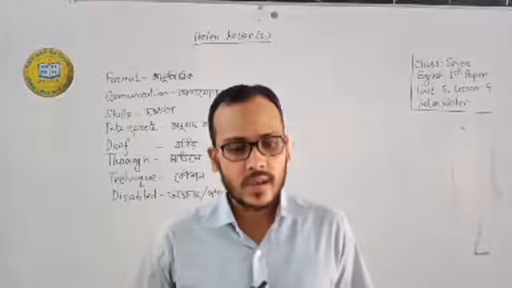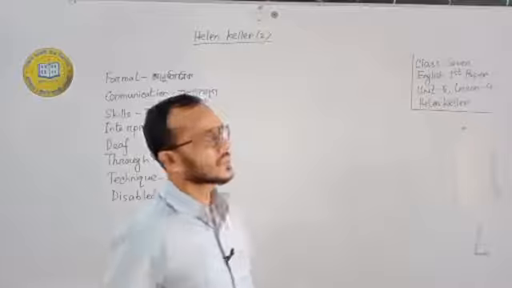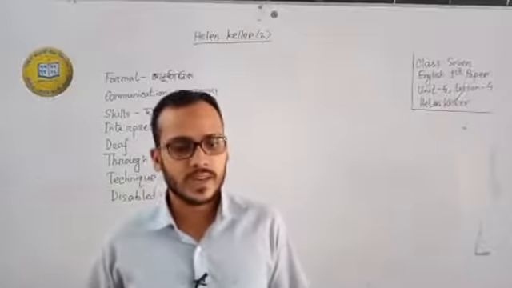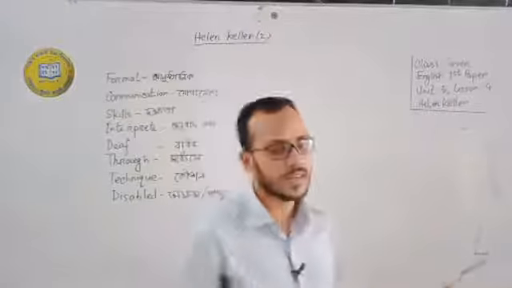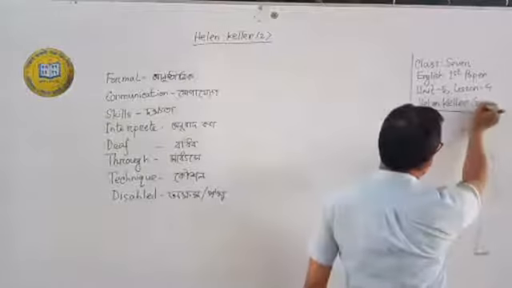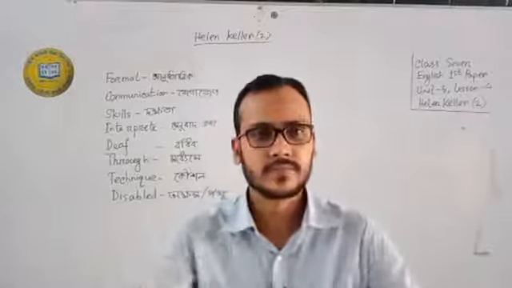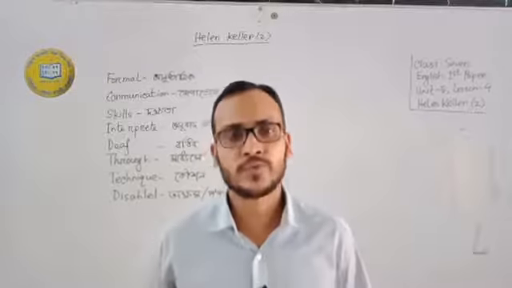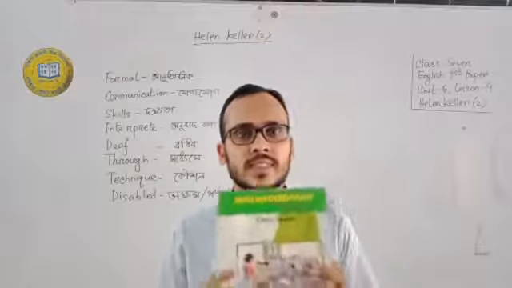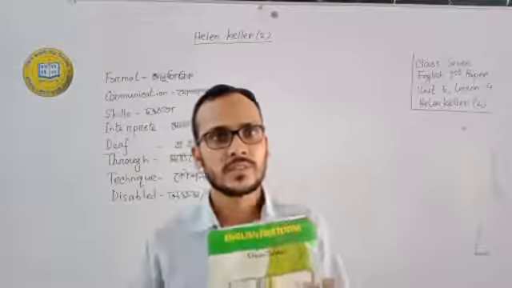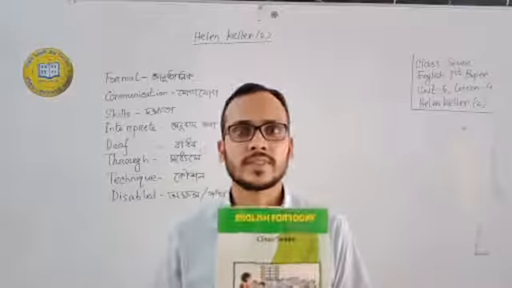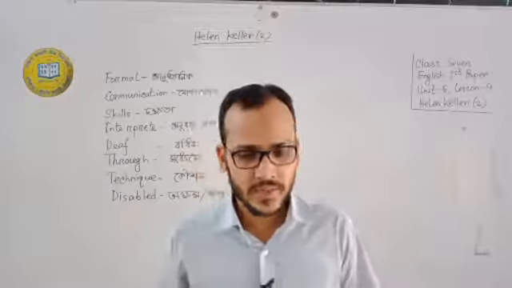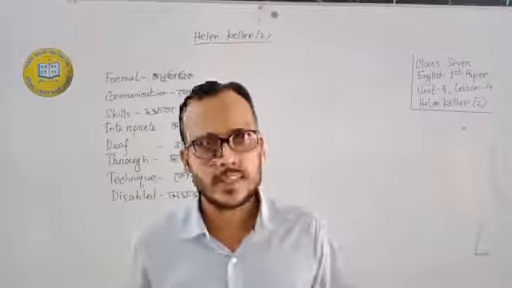Our today's class is for the students of class 7, and today we'll discuss English first paper. Our today's topic is Unit 5, Lesson 4, and the title of this lesson is Helen Keller Part 2. So, dear viewers, to be highly benefited from the class, you need to take this textbook, English for Today for the students of class 7. Open page number 49. On this page, you will find the lesson.